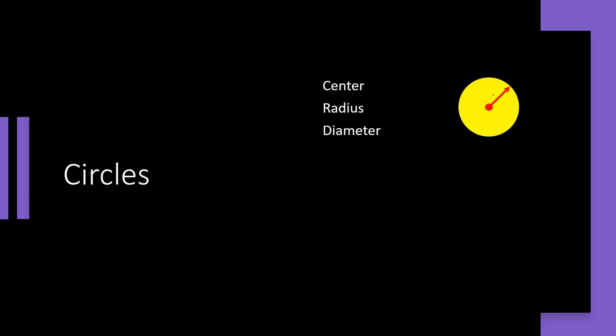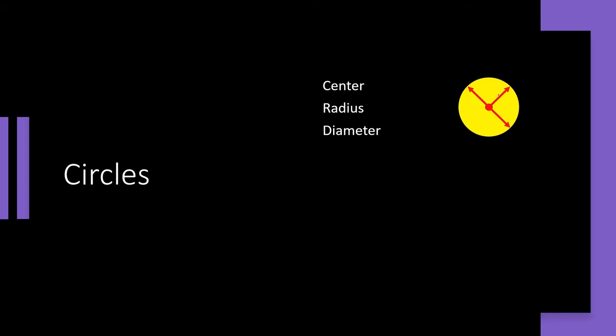Next, we have the diameter. Okay, the diameter is actually the distance from any given point on the surrounding of the circle to another given point on the surrounding of the circle going through the middle. Okay, so the distance from one side to the next one. So the diameter is always twice the distance of the radius, or you can say that the radius is half the distance of the diameter.